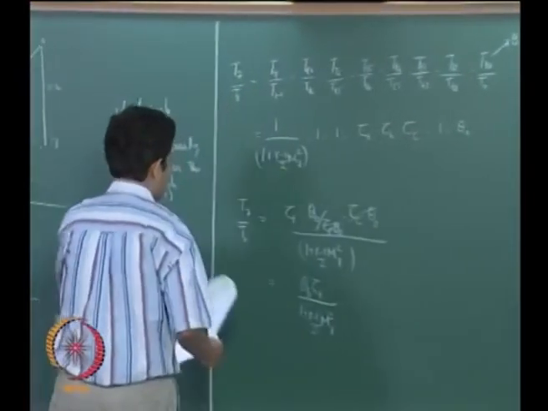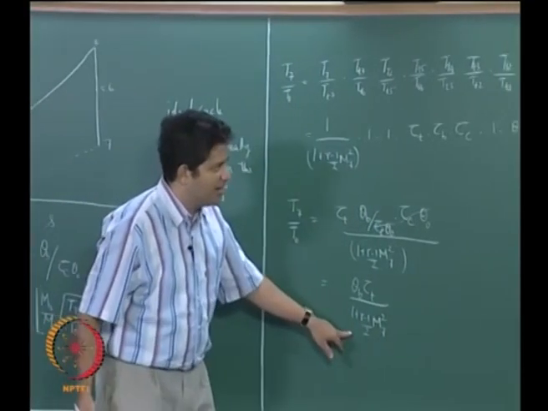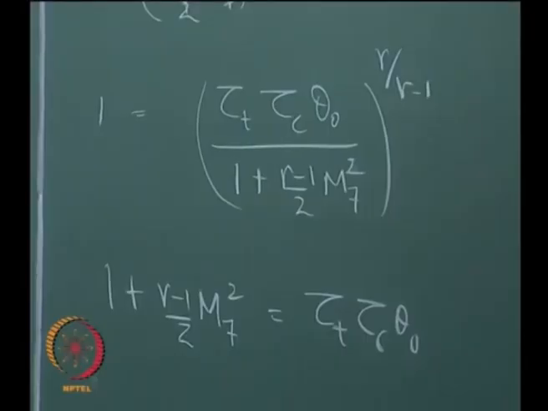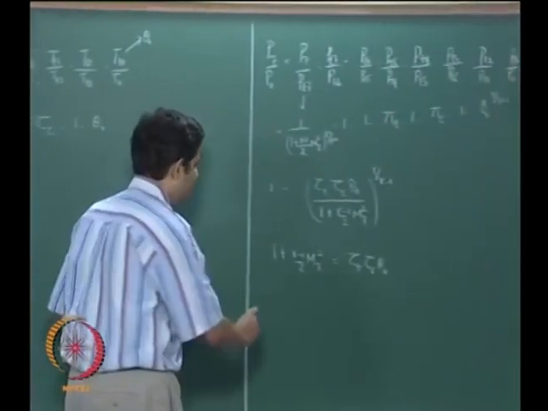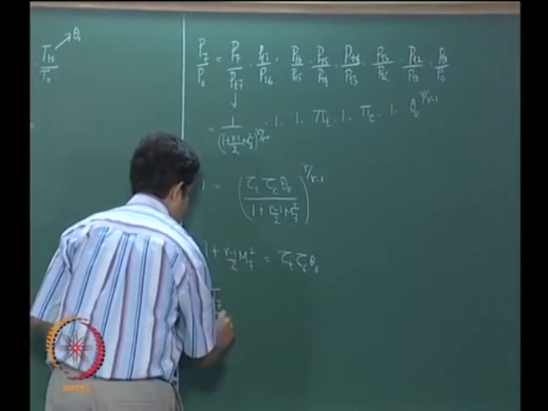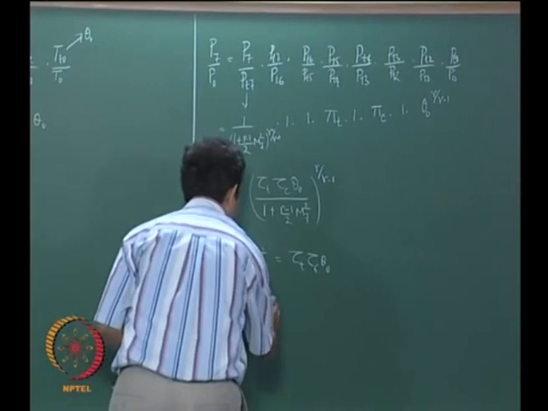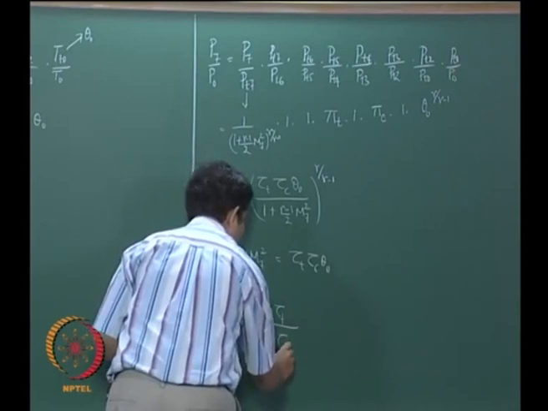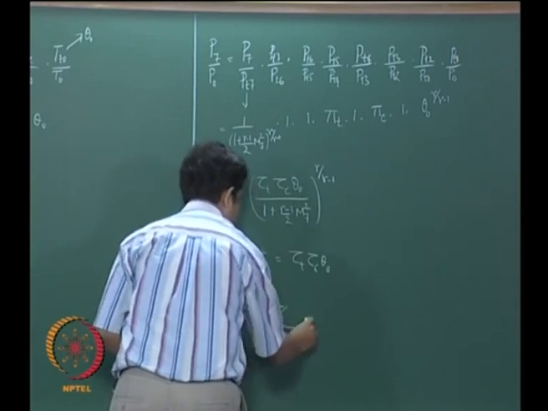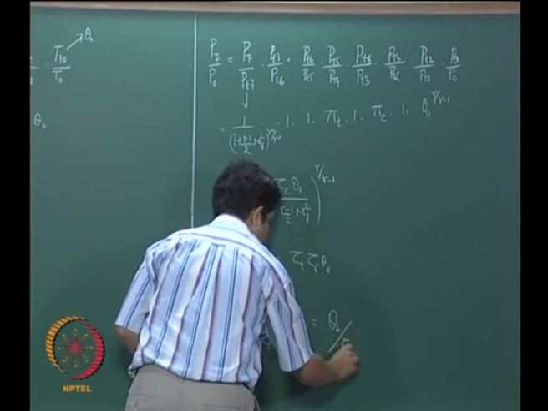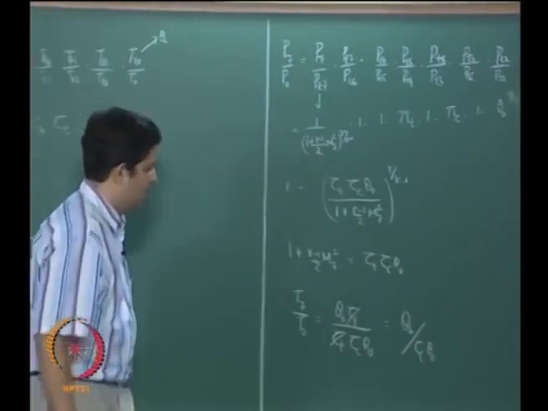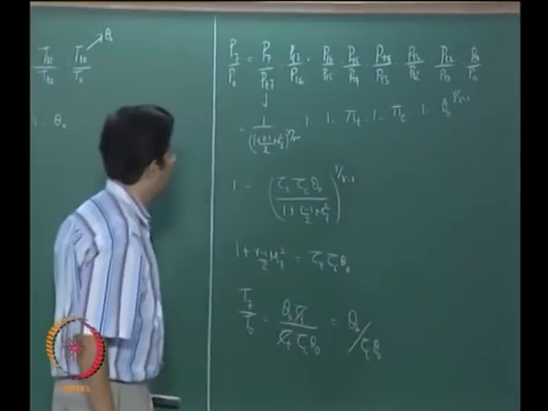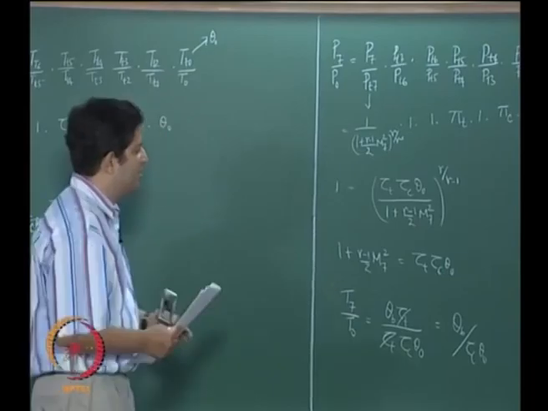Now remember, in this expression for T7 by T0, in the denominator I have 1 plus gamma minus 1 by 2 M7 square, which is what I have got there. So if I plug in this value, I will get T7 by T0 is equal to theta b tau t divided by tau t tau c θ0. So I will get this is the temperature ratio. Now to find the Mach number ratio, we will have to take this expression and derive the ratio for Mach numbers.